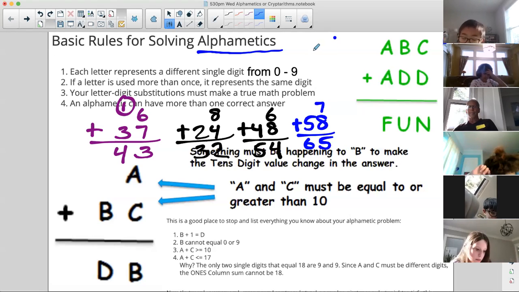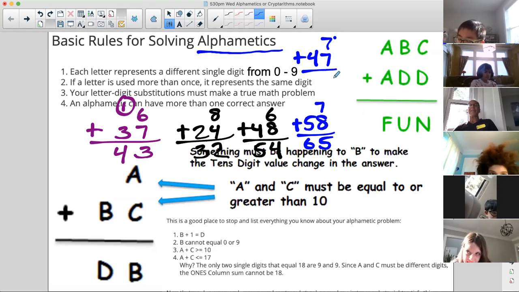Adalia. 7 plus 47 equals 54. Can't be 7 plus 47 because A and C have to be different.